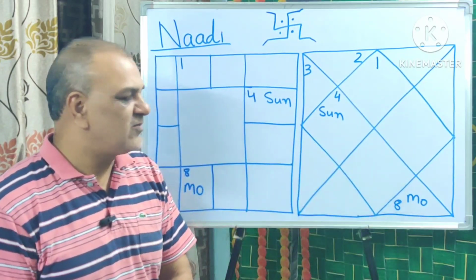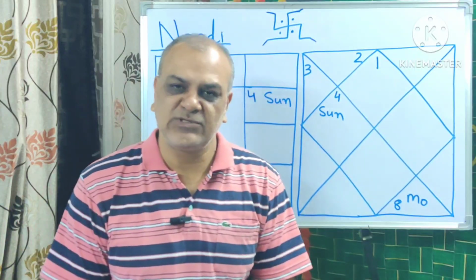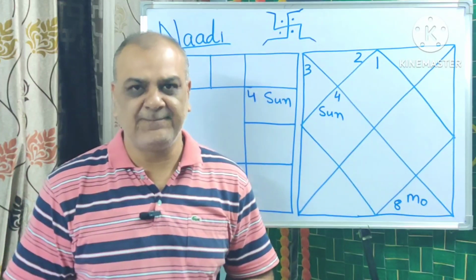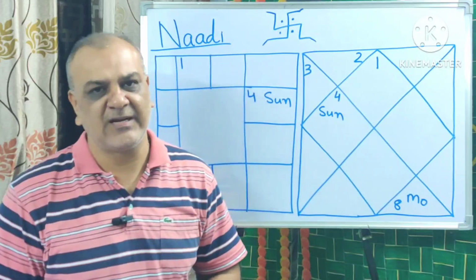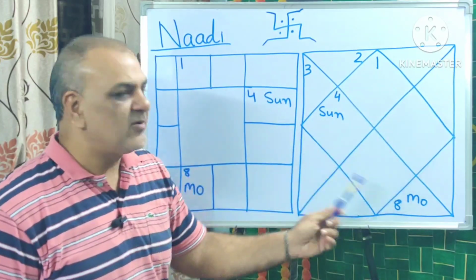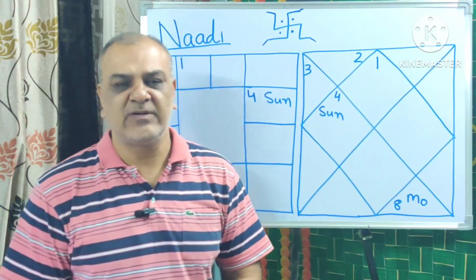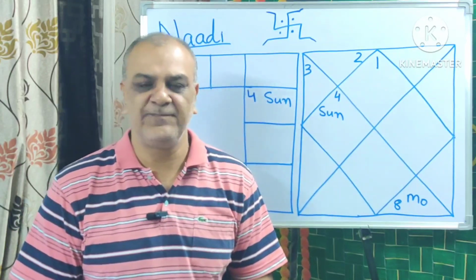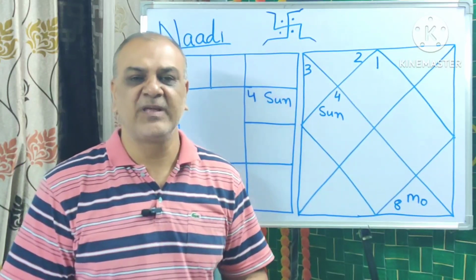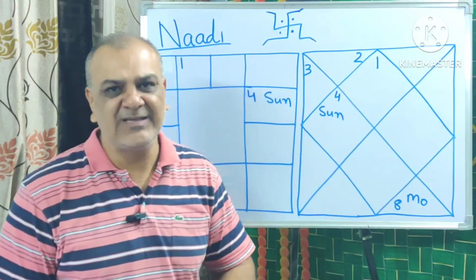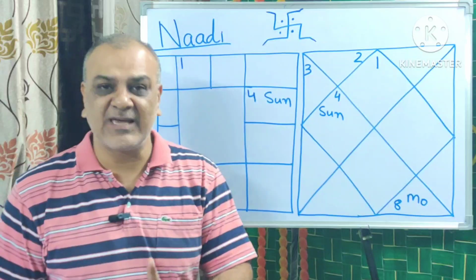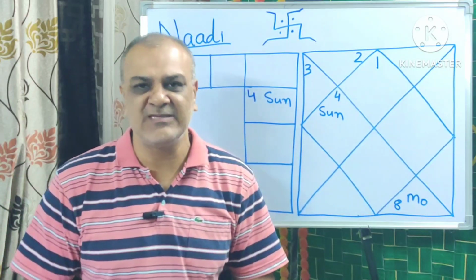So these are a few karakatvas of the planets which you always need to take into consideration while dealing with a chart and using the Brigunandi Nadi techniques. Here we don't take Lagna into consideration. We are not concerned about the Lagna, the Dasha Bhukti, or the Varga charts. We are only concerned about the karakatvas of planets and the signs in which they are placed.